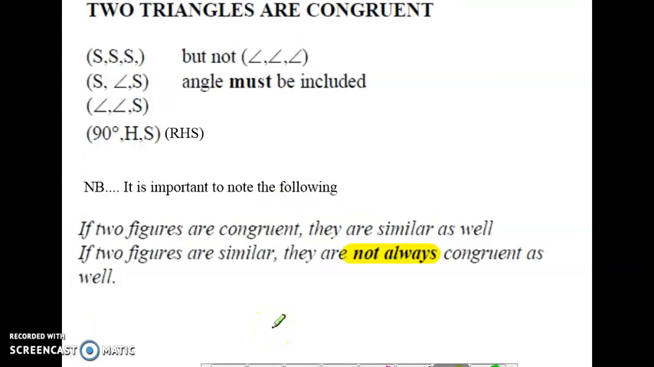I must say something here. If two figures are congruent, they are similar as well. But if two figures are similar, they are not always congruent. Okay? So figures can be congruent and similar, but not necessarily similar and congruent.